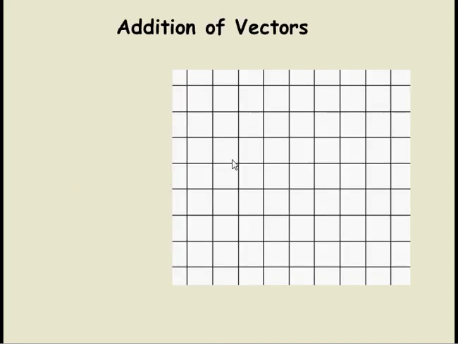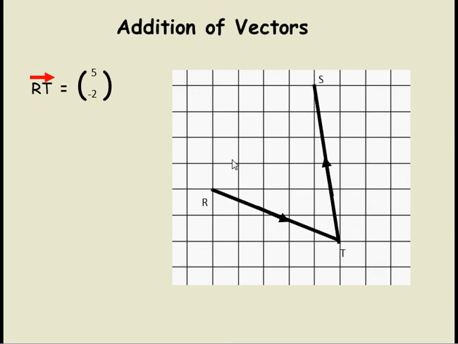Okay, let's talk about addition of vectors. There's one vector RT, it's (5, -2). There's another vector TS, (-1, 6). I want to add them together, and I do that by attaching them from tip to tail. So the end of vector RT is the beginning of vector TS. It's easy when they've got the same letter.